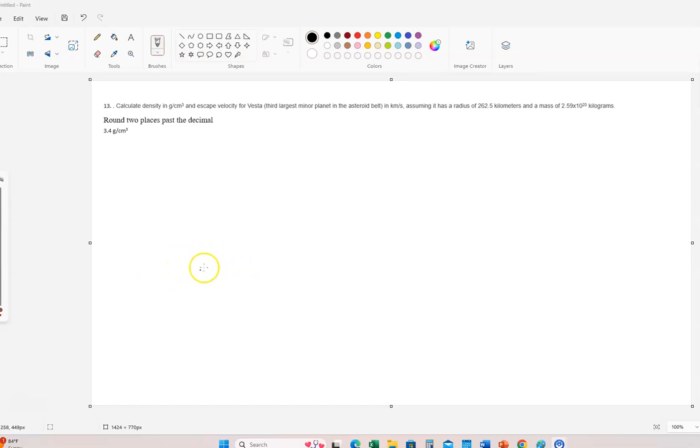All right, so, oh, you know what? I didn't mean it to say escape velocity. Let me redo this problem a little bit. I didn't realize it said escape velocity, and I'm just reading it now. It says calculate the density in grams per cubic centimeter, and it says and the escape velocity, which we've already done. We did that like 2 problems ago.